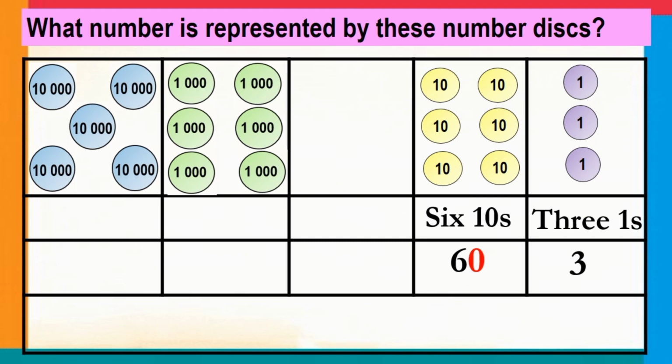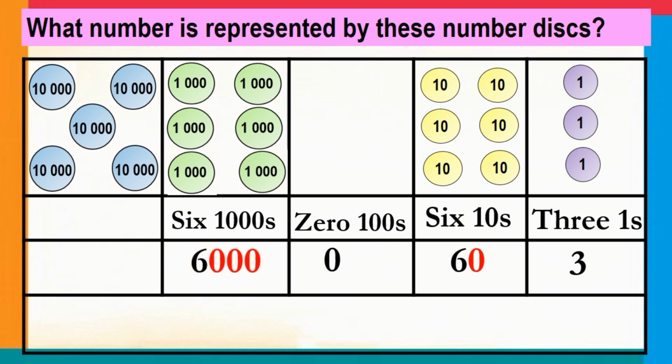How about in hundreds place? Do you see any discs? Very good. There's no discs found in the hundreds place. So, we will write 0, 100 and 0 in the third row. How many discs are found in the thousands place? Alright, there are 6 1000s in the thousands place. Then, we will write 6 thousands in line with the number and 6,000 in the third row.